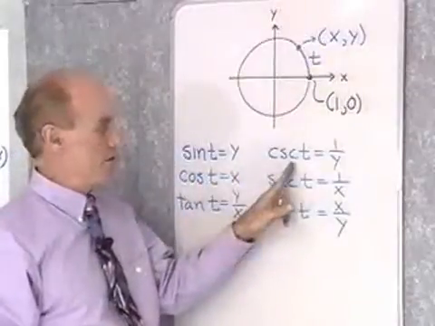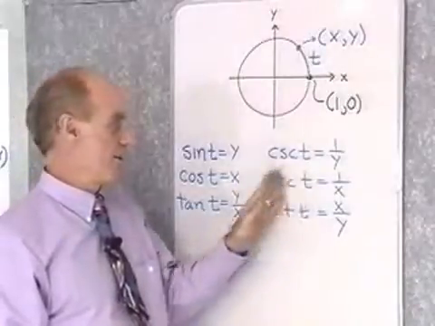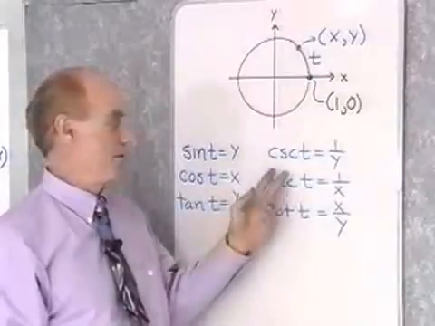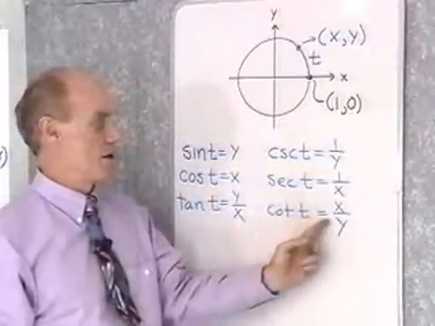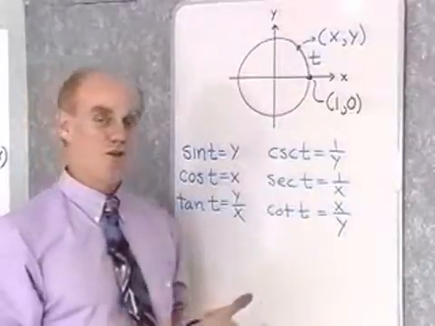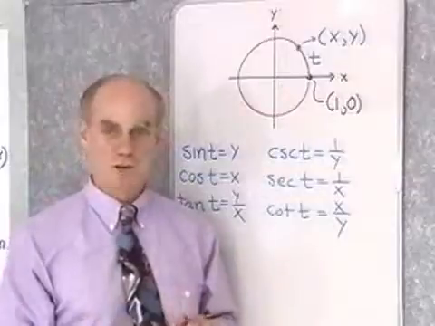So you can see tangent of t is still sine t over cosine t. Now, the definitions for cosecant, secant, and cotangent are such that I can get the reciprocal identities that I've had before. So cosecant is 1 over y, secant is 1 over x, cotangent is x over y. So these are new definitions for the trigonometric functions. It's our third definition, and it involves the unit circle.